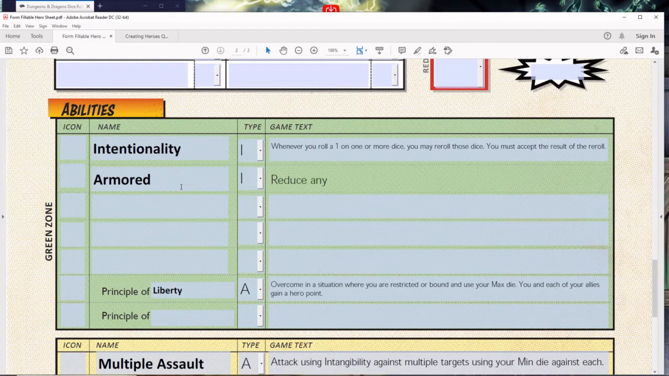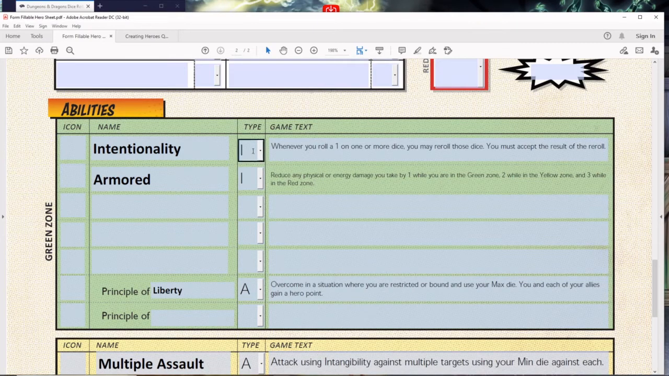Reduce any physical or energy damage you take by 1 while you are in the green zone, 2 while in the yellow zone, and 3 while in the red zone. That means the more dicey things are, the harder you are to do damage to.